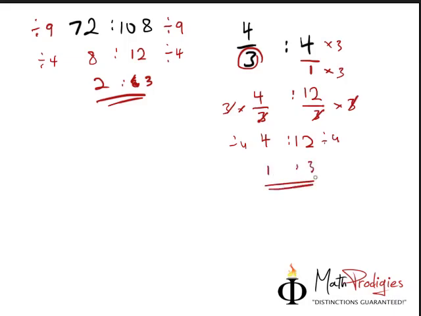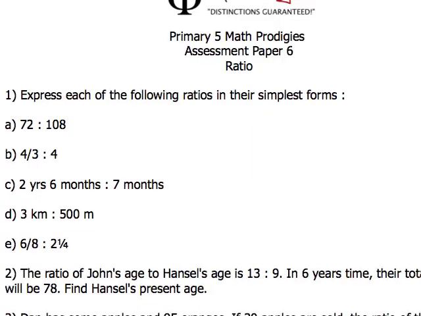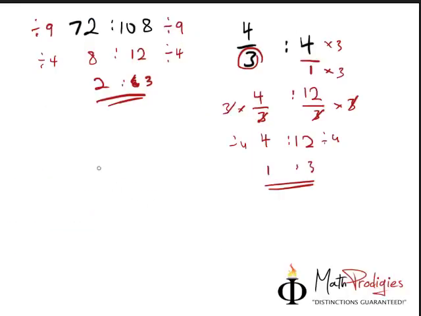If you got that one right, high five, because you are a math prodigy. Good job. Let's move on very fast here to the third one. The third one is 2 years, 6 months is to 7 months. Very, very simple.